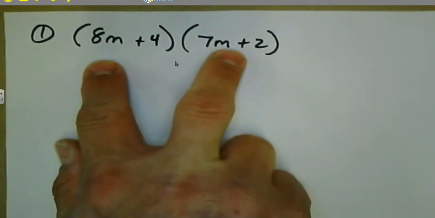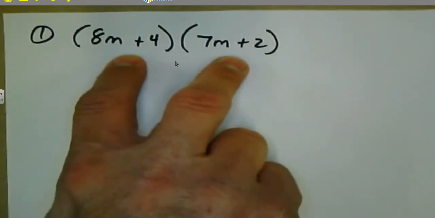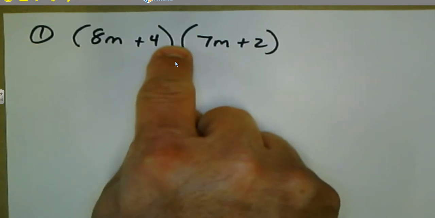All right, here we go. We're going to do the same thing as yesterday. We're going to be talking about binomial times a binomial. There's no plus or minus in here.